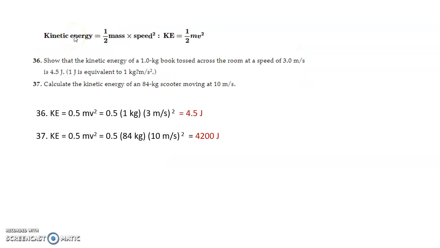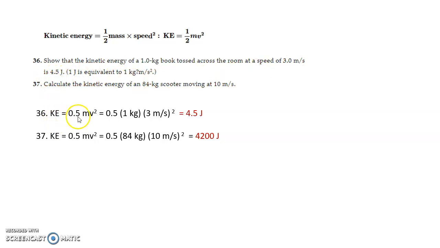The kinetic energy of an object is equal to the product of 1/2 times mass times the square of the speed. So this translates to the following symbols. KE equals 1 half mv squared. Your mass has to be in kilograms and your speed or velocity has to be in meters per second. So for problem 36, our mass is 1 kilogram and the speed is 3 meters per second. We're asked to show that the kinetic energy is 4.5 joules.